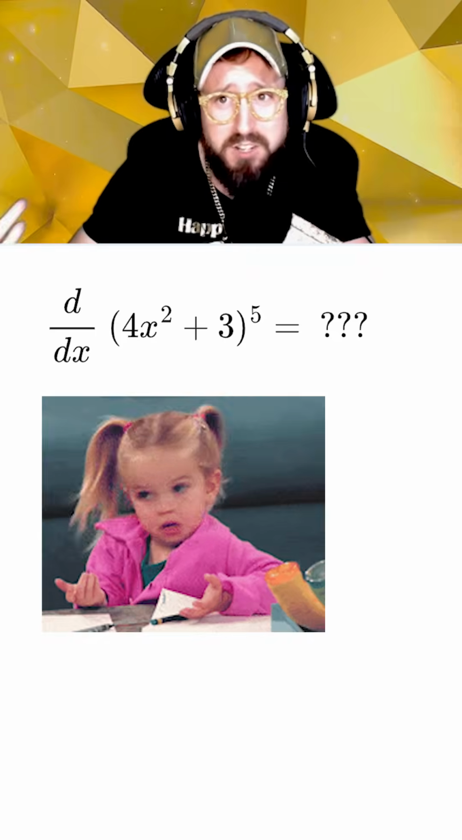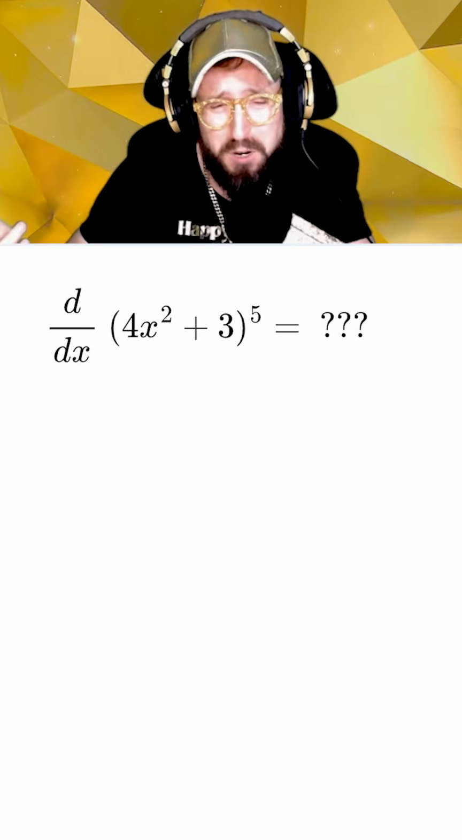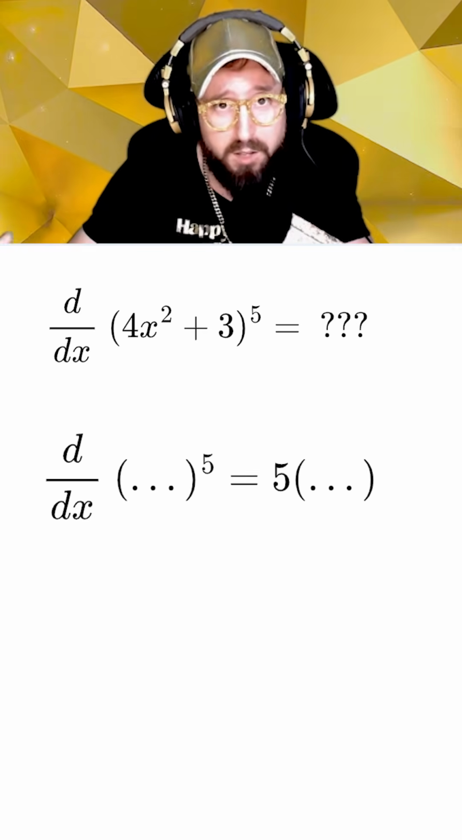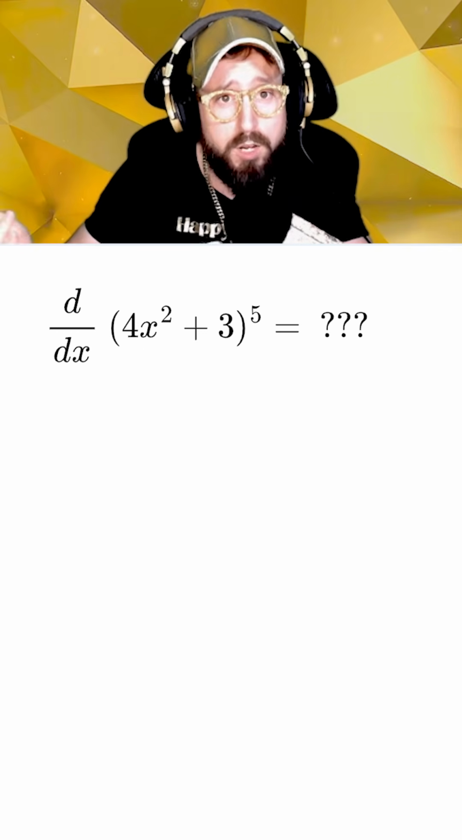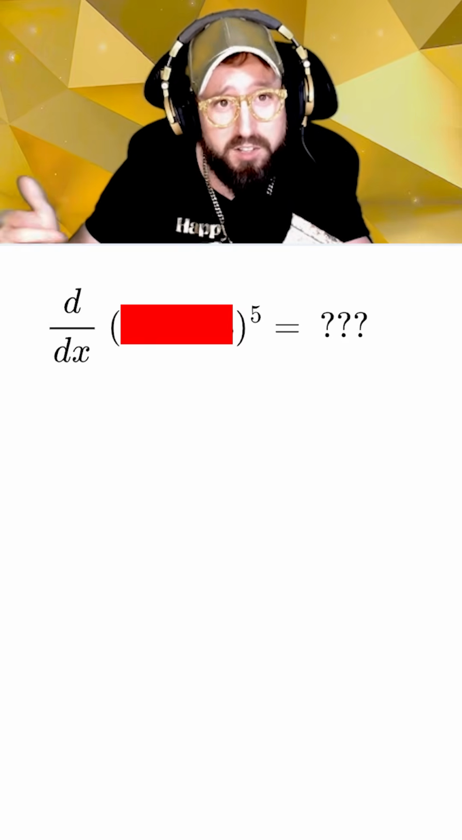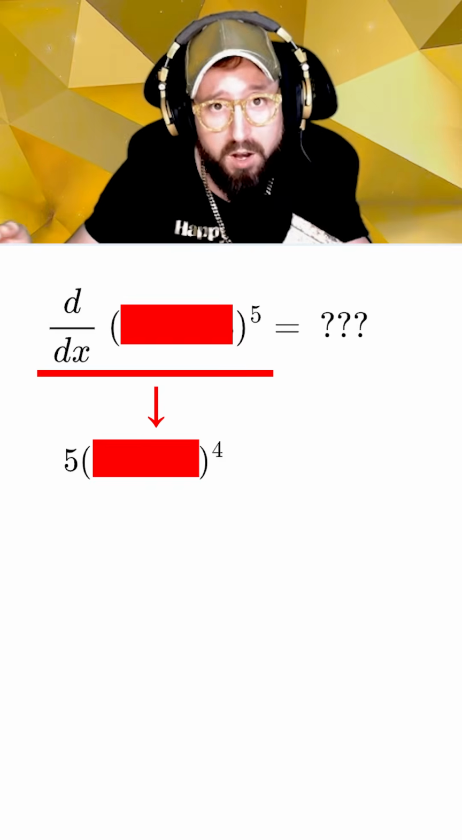In this example, I don't know how to do the derivative of (4x^2 + 3)^5, but I do know the derivative of something to the fifth is just 5 times that something to the fourth. Thanks, power rule. So here we're going to replace the 4x^2 + 3 with a box, and then just take the derivative. This is a lot easier and just gives us 5 times that box to the fourth.